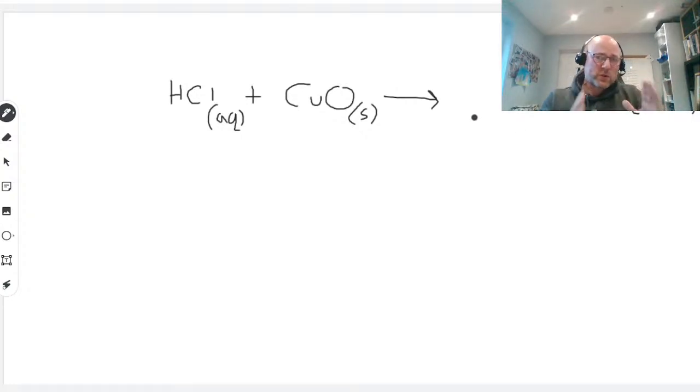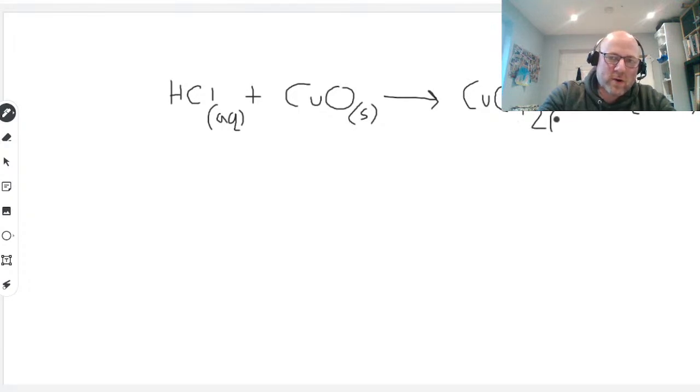Does anyone know the name of the salt that gets formed? So I've got hydrochloric acid plus copper oxide makes something and water. What would be my salt in this situation, guys? Anyone know the name of the salt? Okay, the salt is copper chloride. Well done.